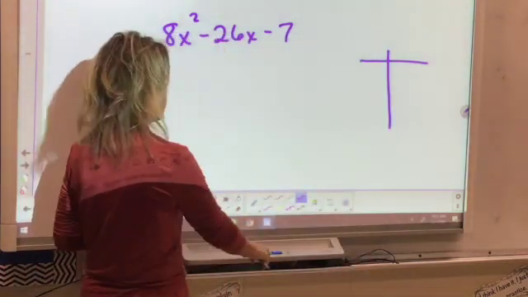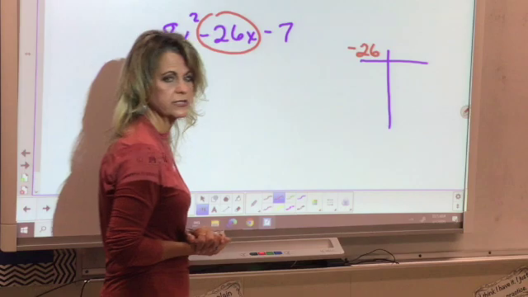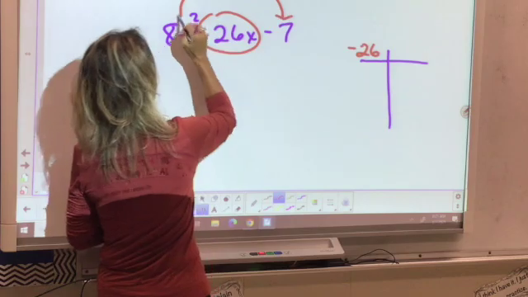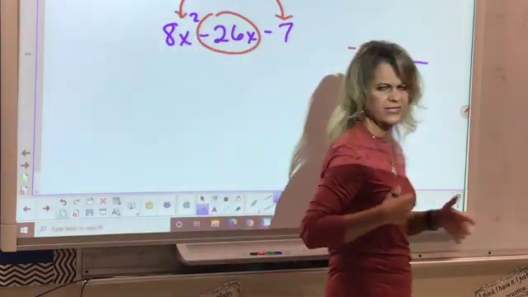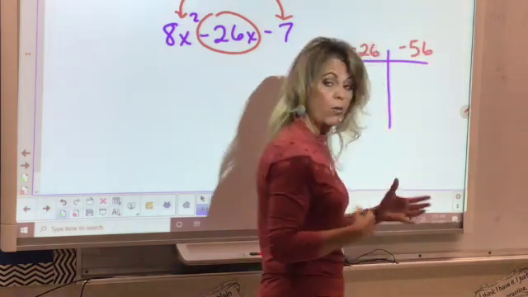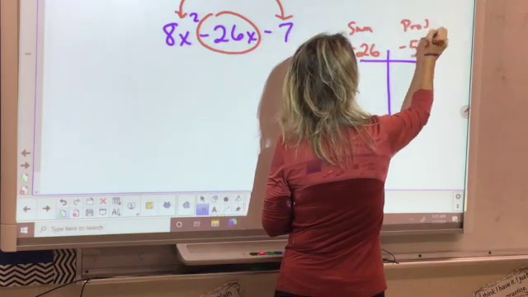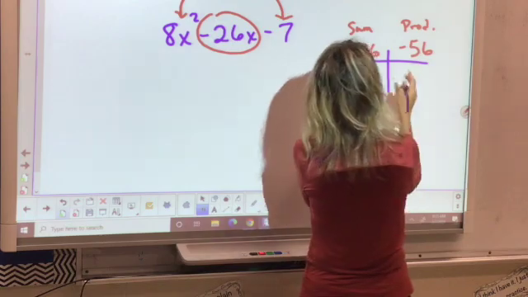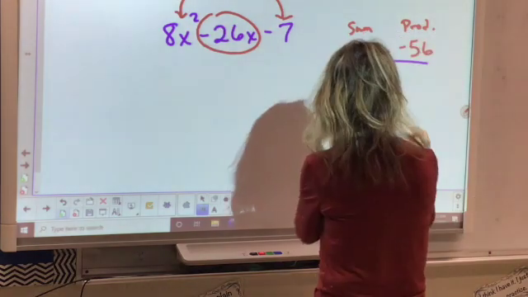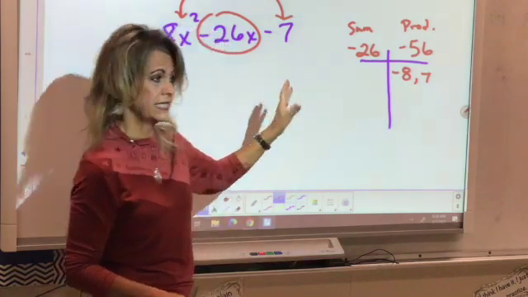Our sum is our middle term. I tend to drop the x, so I put a negative 26. Our product is these two multiplied together: 8 times negative 7. What's 8 times negative 7? Negative 56. Since this is the sum and this is the product, I'm multiplying, and my bigger number is going to have to be my negative, because when I add them together it has to be negative. So, I have a negative 8 and a positive 7, but that doesn't add to negative 26, does it?